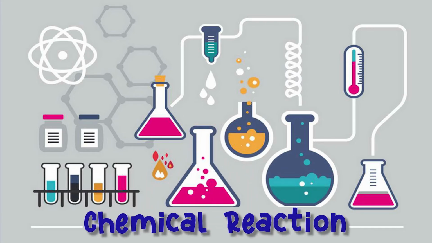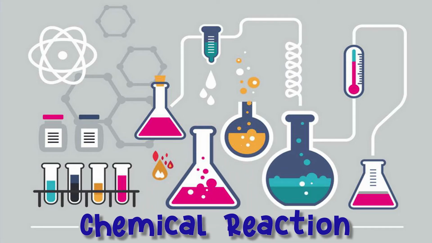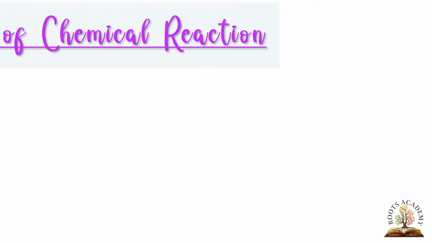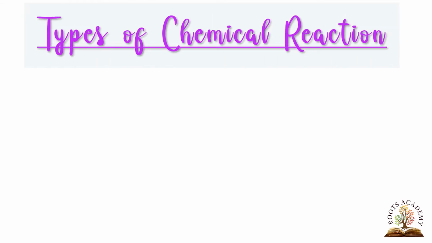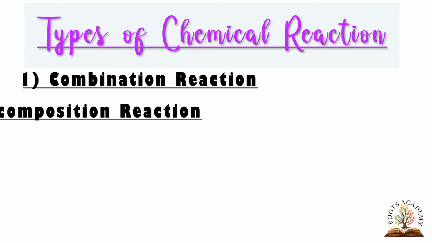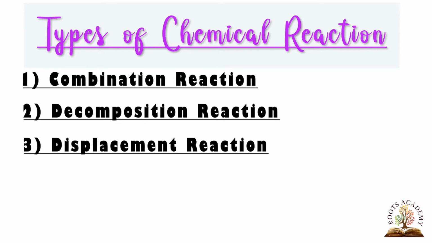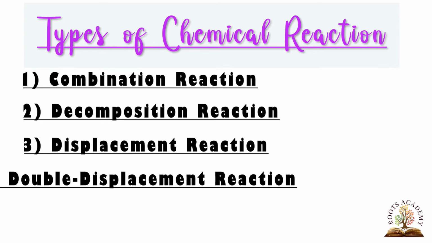Today we are going to learn chemical reactions and types of chemical reactions, one of the important chapters of chemistry for class 10. In this video, we are going to focus on the types of chemical reaction. Basically, there are 4 types of chemical reaction. One is combination, second is decomposition, third is displacement, and fourth is double displacement. So basically, we are going to learn types of chemical reaction, and the first type of chemical reaction is combination reaction.